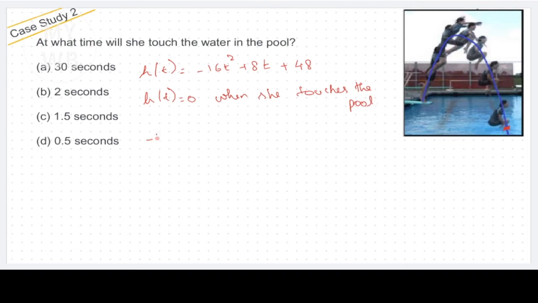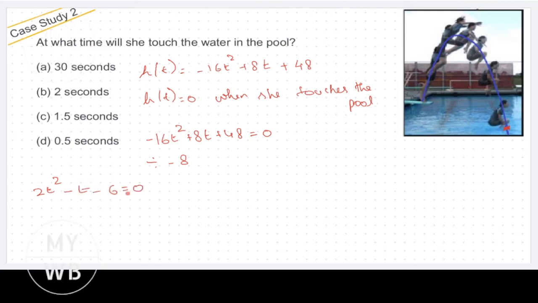So, let's equate h of t to 0 and find the value of t. So, this is a quadratic equation in terms of t and we need to solve for t. Let's divide the entire equation by minus 8. So, we will have 2t square minus t minus 6 equal to 0.